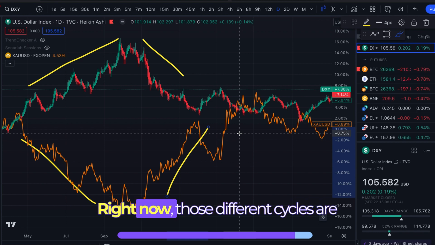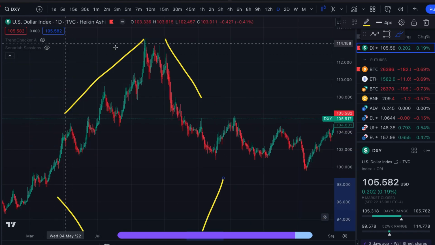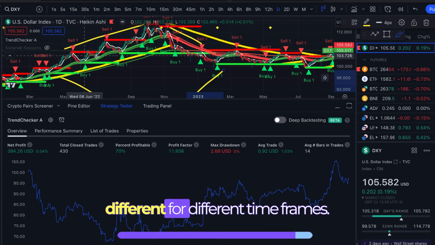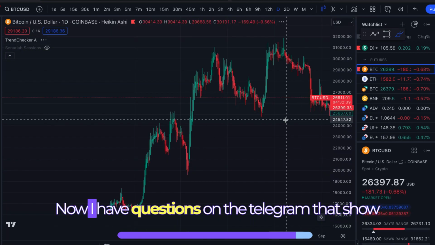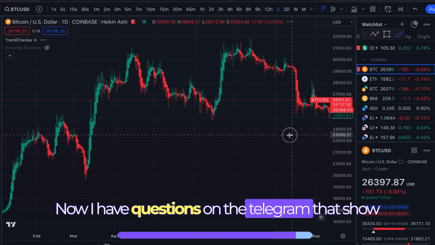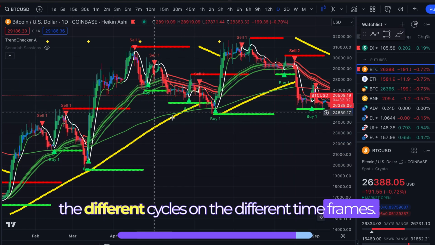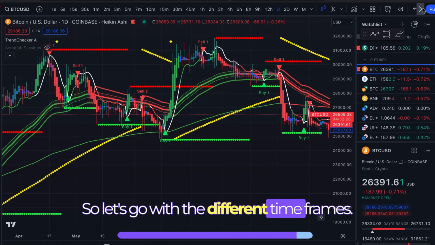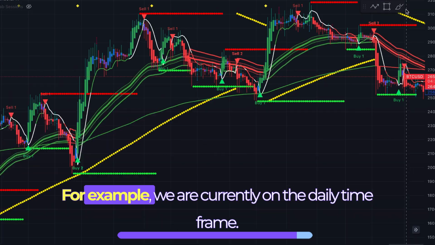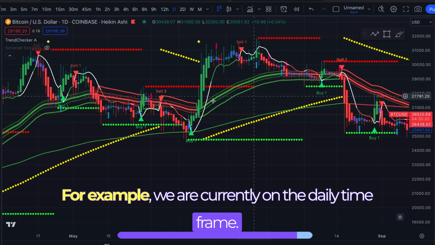Now, those different cycles are different for different time frames. I have questions on the Telegram that ask to show the different cycles on the different time frames. So let's go with the different time frames. For example, we are currently on the daily time frame.